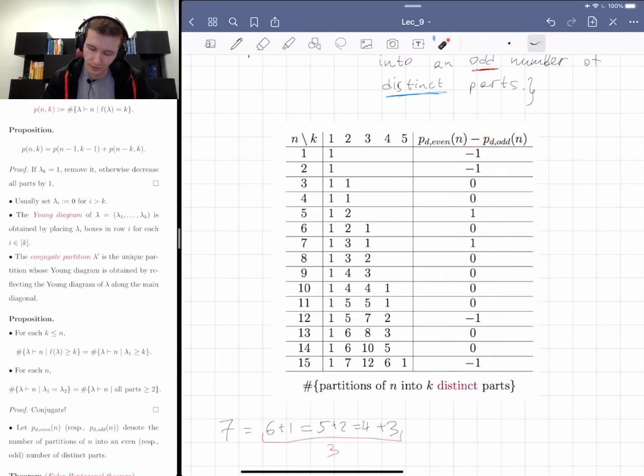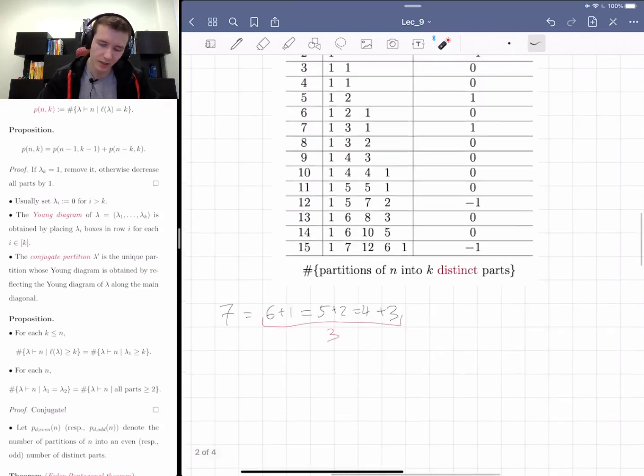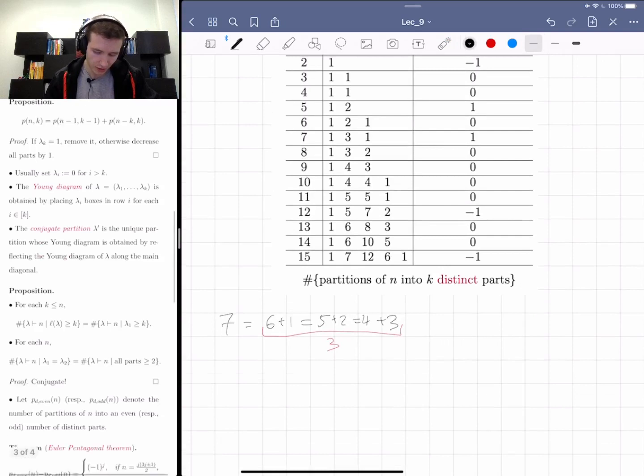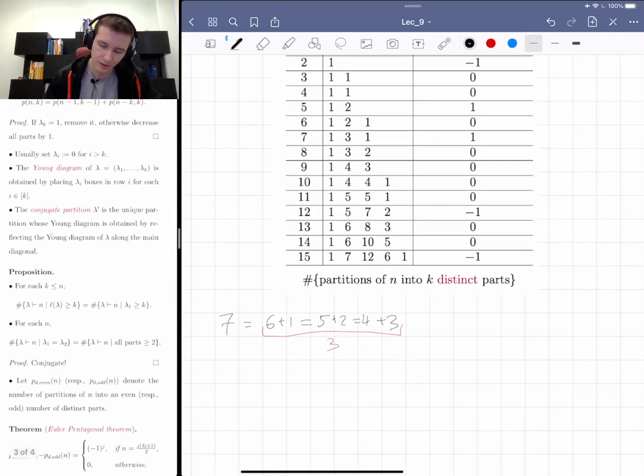you just try to guess what the entries are, for 1, 2, it's -1. For 5 and 7, it's +1. For 12 and 15, it's -1. And the next one is going to be like 22 or something like this. So yeah, here's that's called the Euler pentagonal theorem.